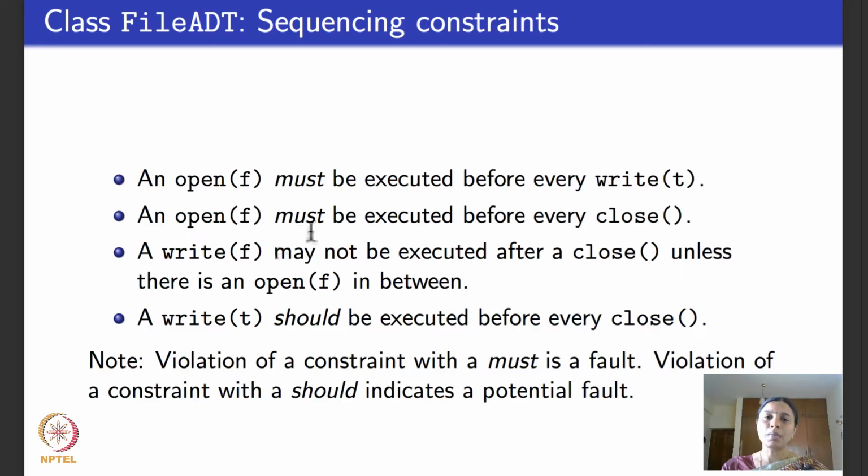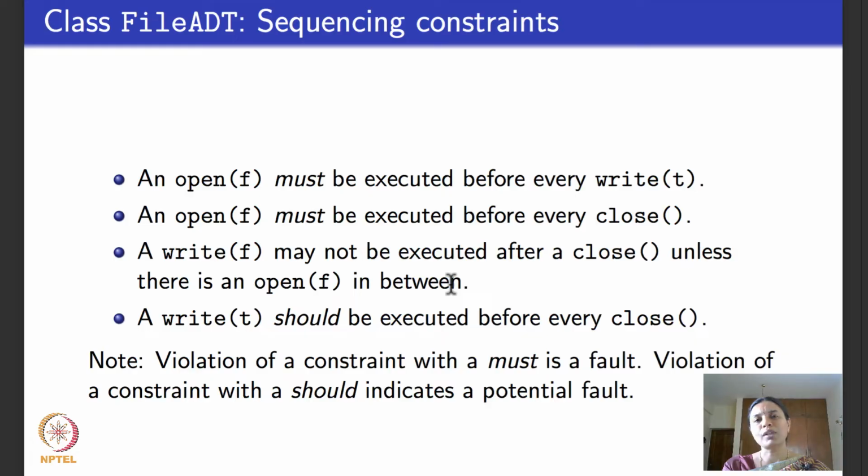A write may not be executed after a close unless there is an open in between. So what it says is, suppose you open a file and then you write and then you close the file, then you have to open it once again to be able to write. Right? So once you close the file, you cannot write onto it without opening it again. And then the fourth sequencing constraint says that a write should be executed before every close.